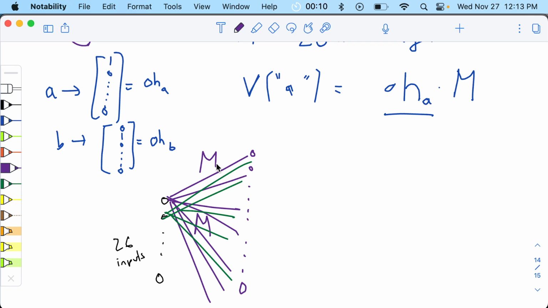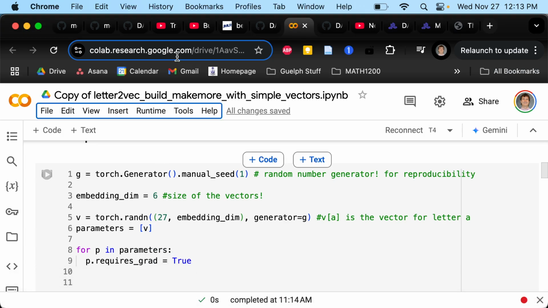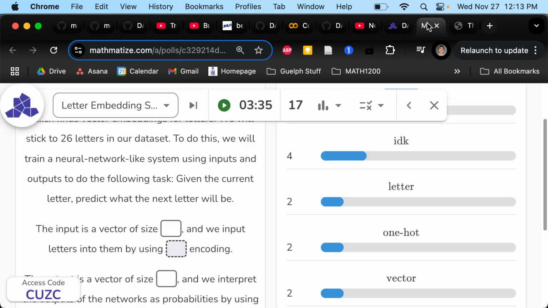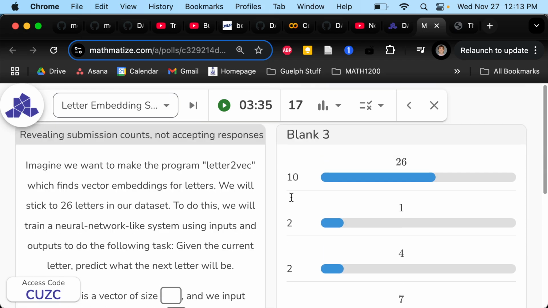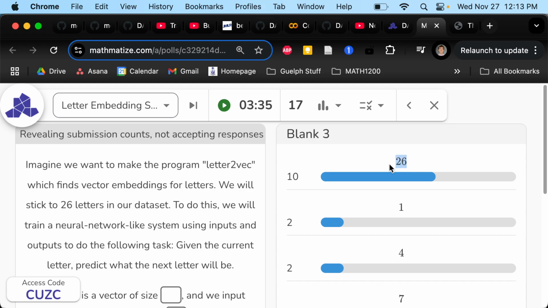That's the input. What is the output? The output is going to be all the way over here. So thinking of it as a neural network, it's a neural network where the first layer is 26, and we think of it as 1 hot, and the output is what? Let's see what you guys said. The output is a vector of size also 26. So 26 is correct.